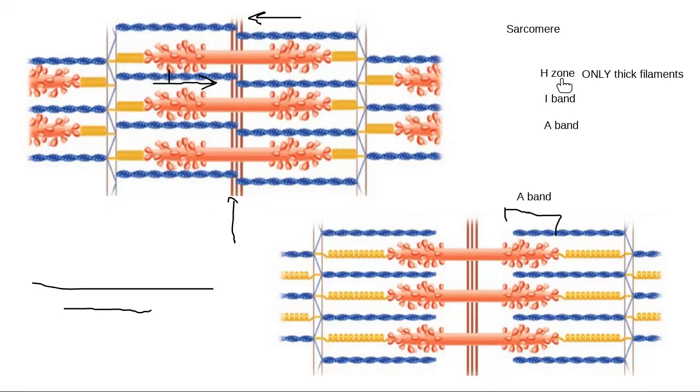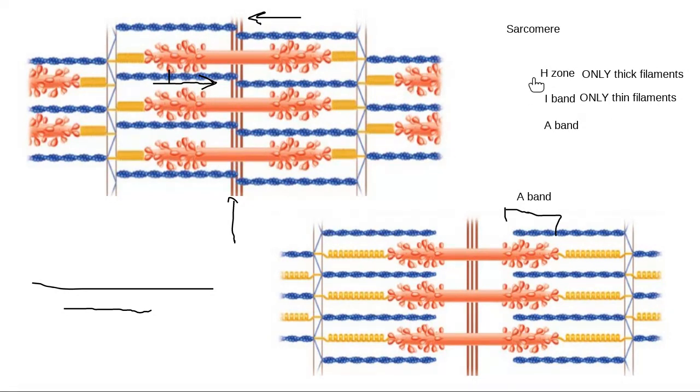Someone else mentioned in the chat too, the I band also gets smaller. Remember that the I band is the place where I only have thin filaments. So when I look over here at this contracted sarcomere, there is still an I band. The I band doesn't go all the way away, but it got a lot smaller. The space where I only have thin filaments at least still exists. I still have a little bit of space for it, unlike the H zone where it's just gone.